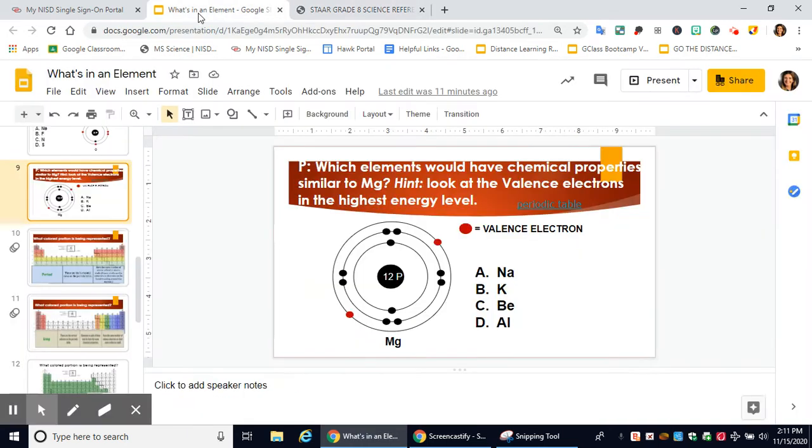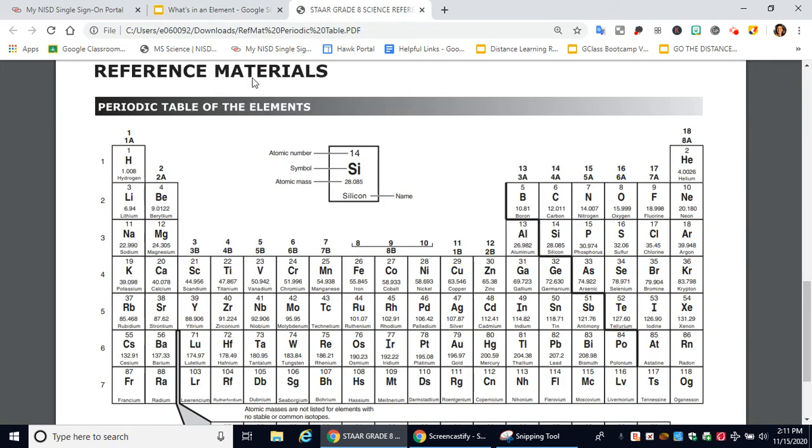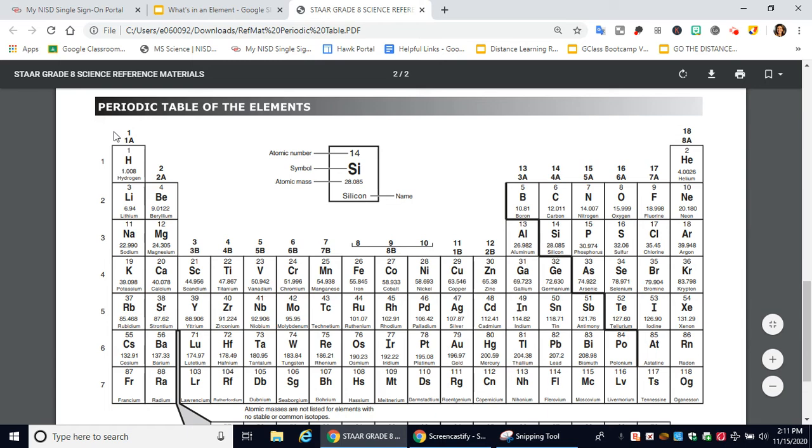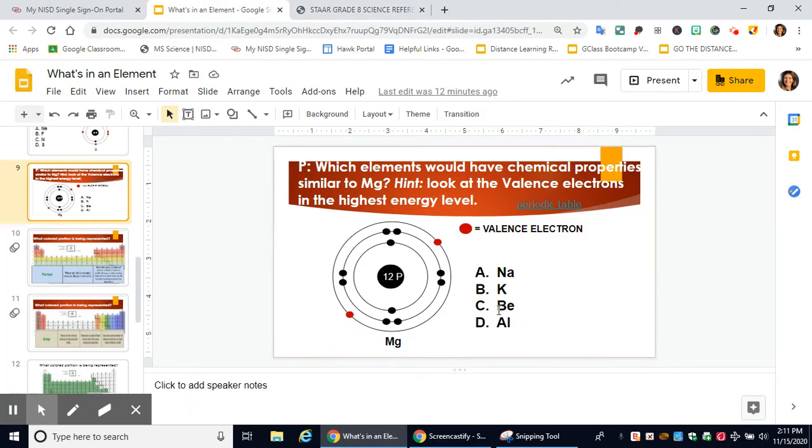So going back here, potassium, let's see if potassium is in the same group. No, potassium is in group 1. I can see calcium, beryllium, and strontium are in the same group. So Be, beryllium, would be in the same group as magnesium with 2 valence electrons.